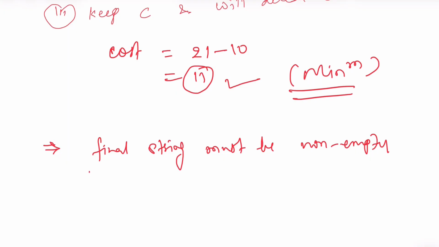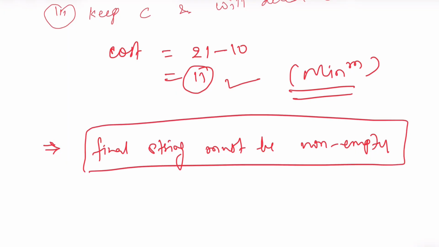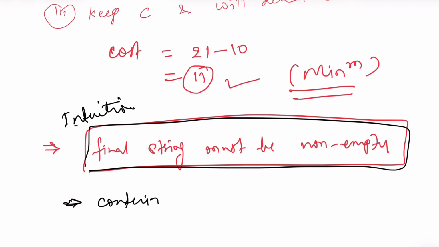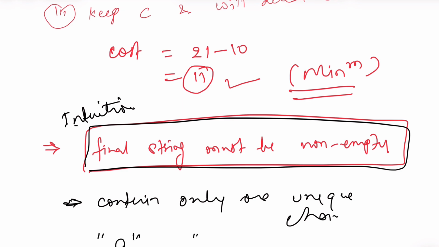Understand? This is the very first thing that we want, right? So we want these things in our intuition. Okay guys, understand? And it should contain what? Only one unique character. Can we say that? For example, A, B, or there can be many characters like this. Okay, means only one.